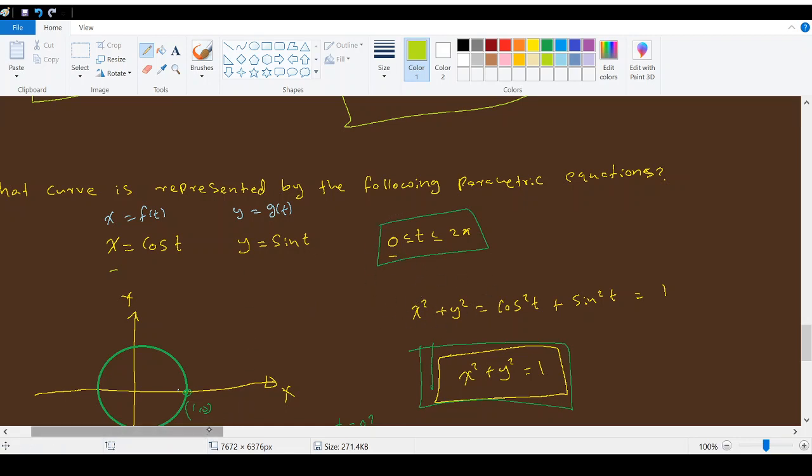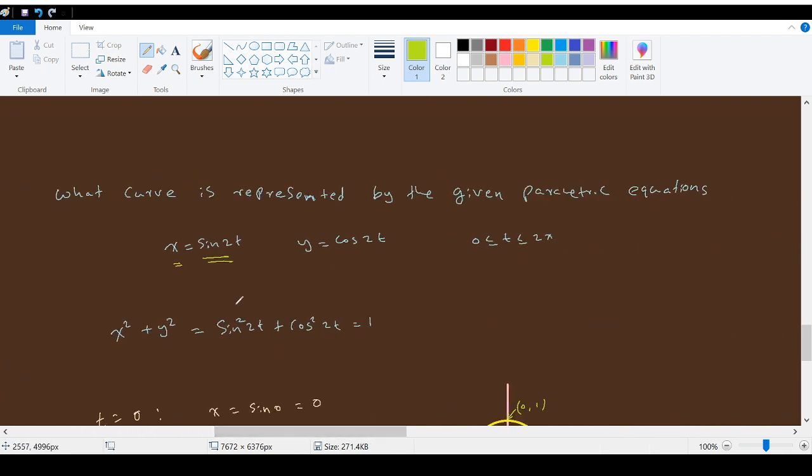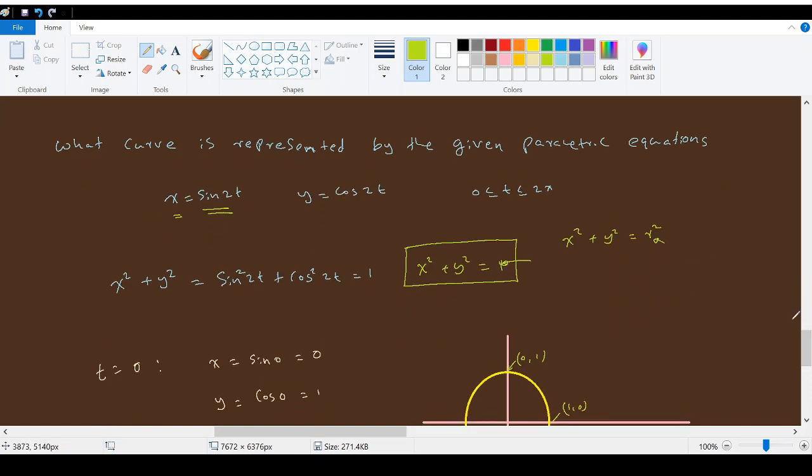You just square both variables and add them up. Because of this trigonometric identity, you will arrive at this relationship between x and y, and this is the equation of a circle. This one represents the circle, I mean the radius. So the usual equation of a circle centered at the origin is of this nature, where r represents the radius.